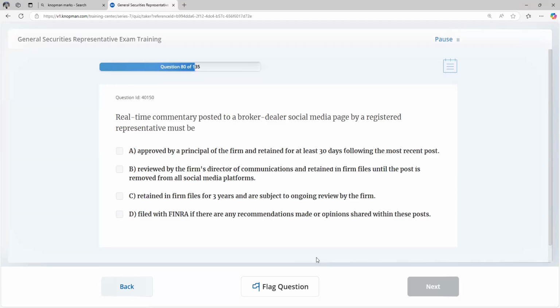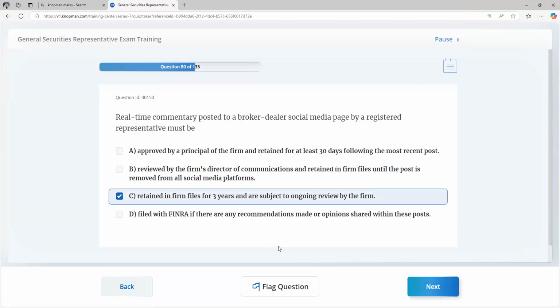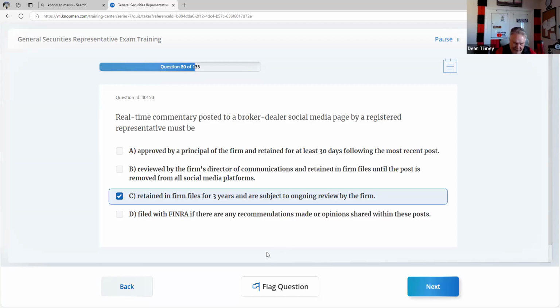I'm between A and C, but I think you can't have a 30-day record. You can't keep it for 30 days. Well, there's no category called 30 days, right? What you'd be saying is that you could get rid of this in 30 days, and there's no 30-day bucket.